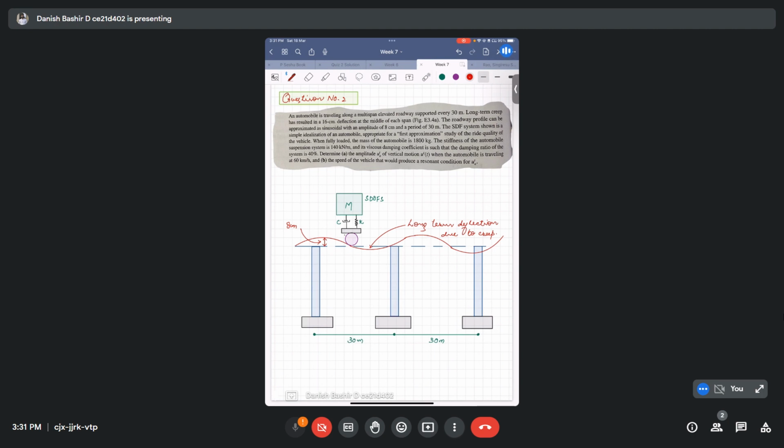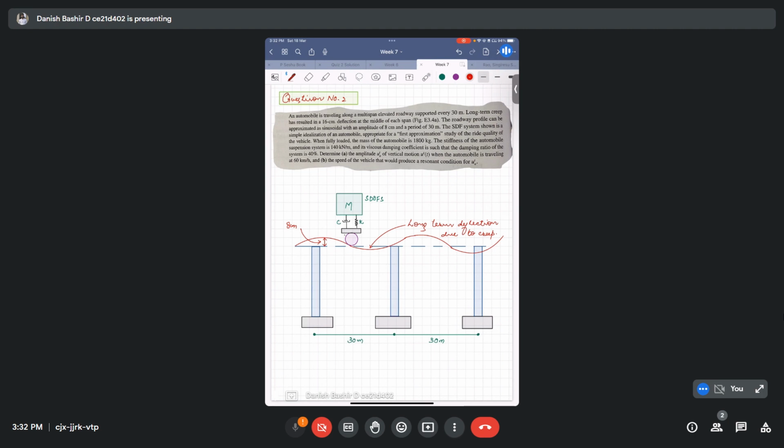So when it is traveling over this bumpy profile, there will be a vertical amplitude of motion that will be transmitted to this suspension system when the automobile is traveling at a speed of 60 kilometer per hour. Then the second part is the speed of the vehicle that will produce a resonant condition. So we have to see at what speed the resonant condition will be achieved while this automobile is traveling over this roadway.